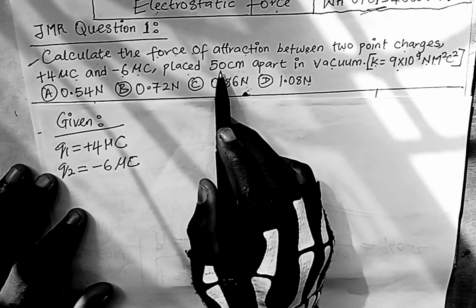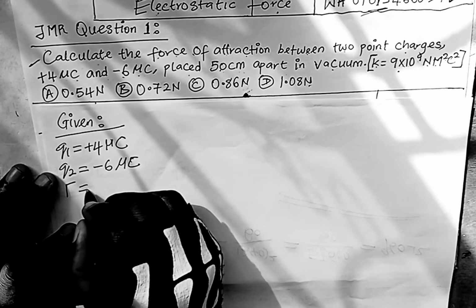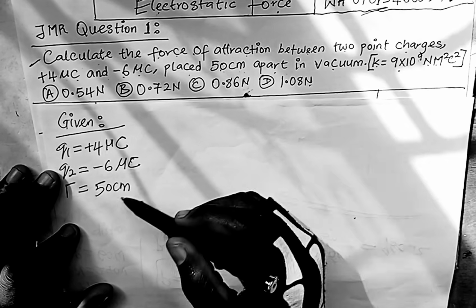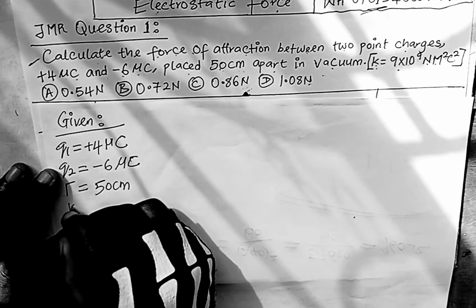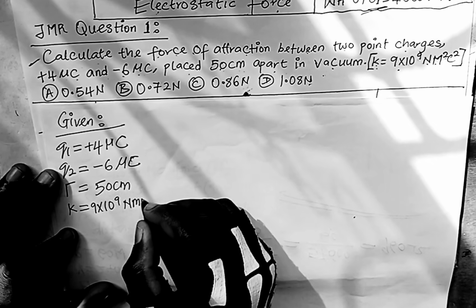All right, and they gave us 50 centimeters apart. The distance r is equal to 50 centimeters. They now give us this constant, 9 times 10 raised to power 9 Newton meter square per coulomb square.